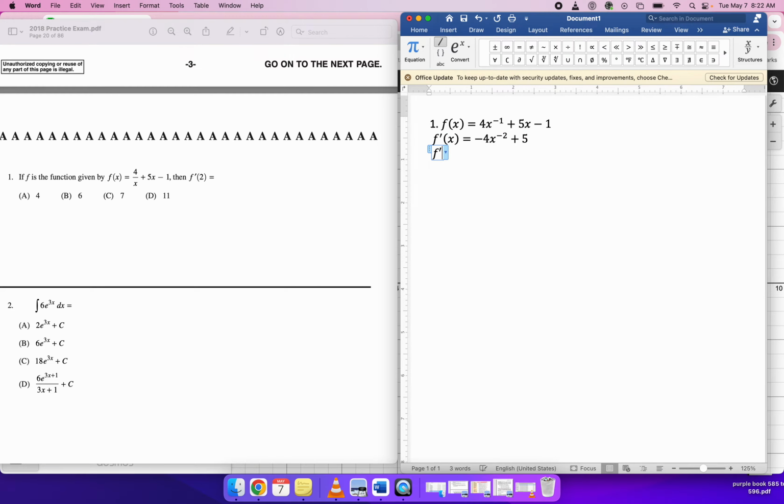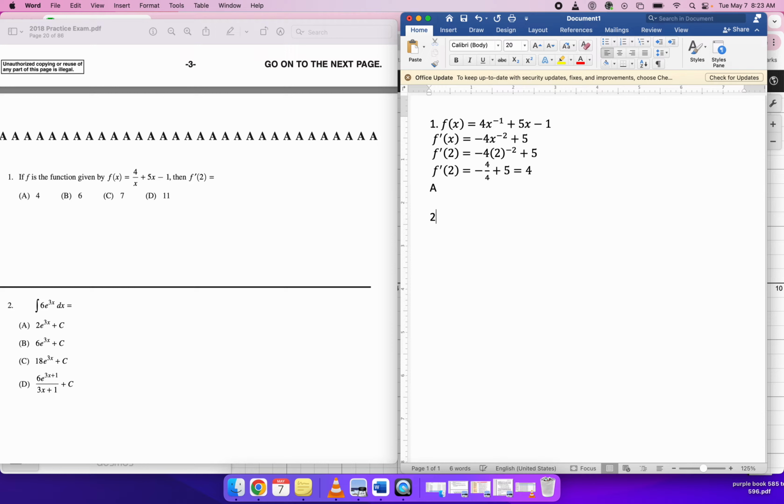And if we evaluate this at 2, then we get negative 4 times 2 to the negative 2 plus 5, which means that f prime of 2 is negative 4 over 2 squared, which is 4, plus 5. That's negative 1 plus 5, so 4. So I think the answer is A.